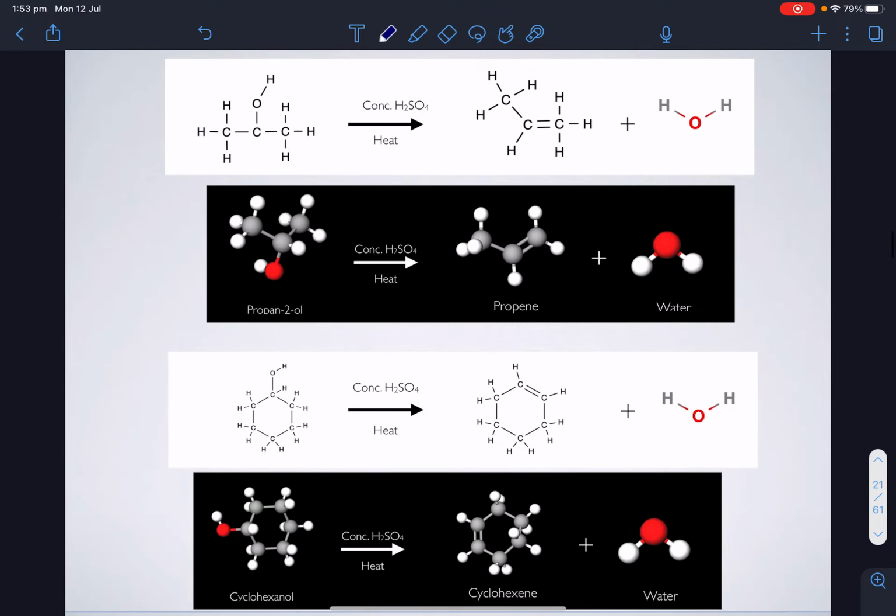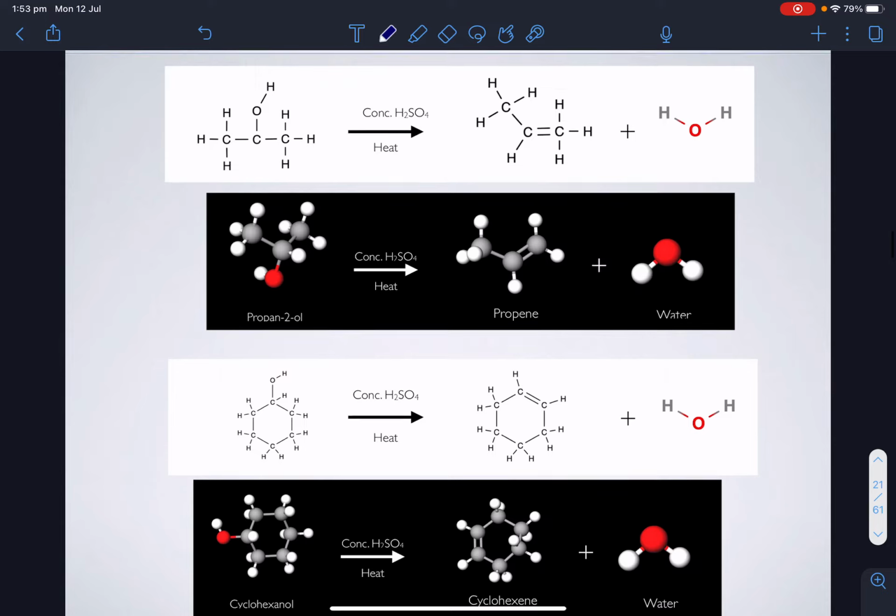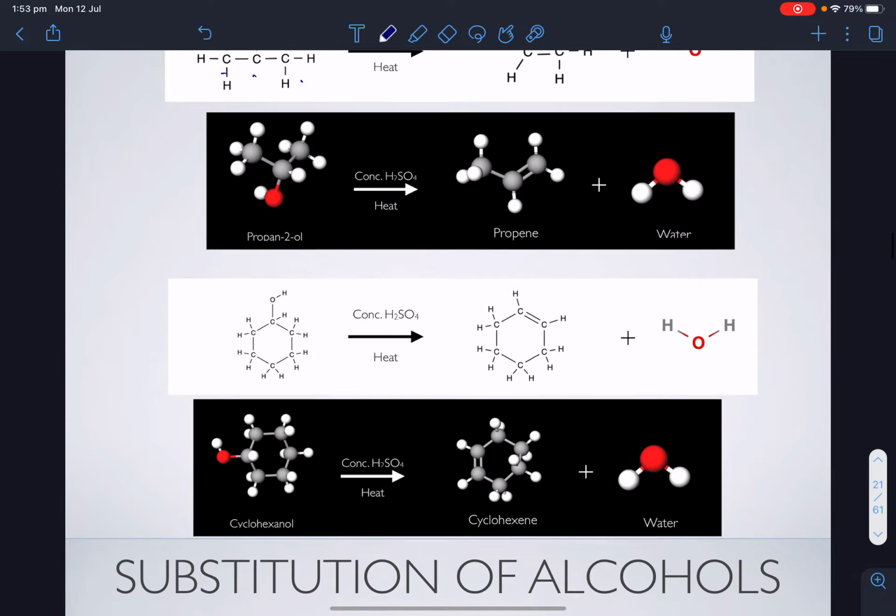Here's a couple more examples that are a bit more complex, but still dehydration reactions. In this top one, we've got 1, 2, 3. So we've got propan-2-ol, and we're going to dehydrate it with concentrated sulfuric acid and heat, and we're going to add a double bond in there. Here it didn't matter which double bond went in because it's symmetrical either way. So now we've got propene. You don't even need to put a number in it. So propene and then water.